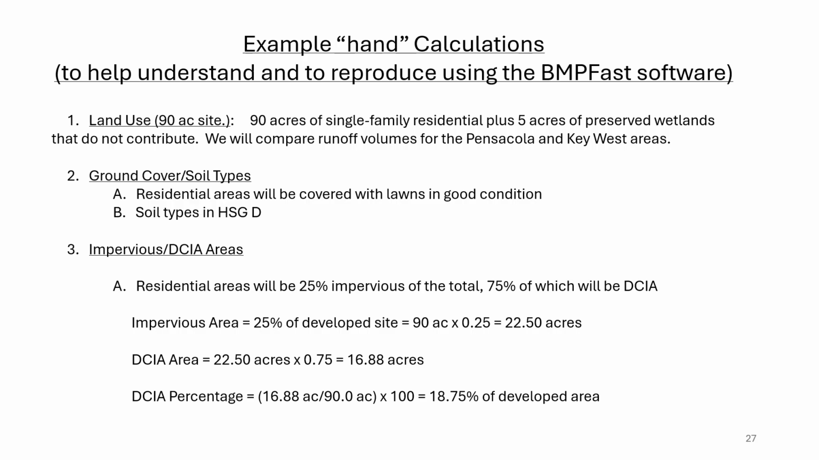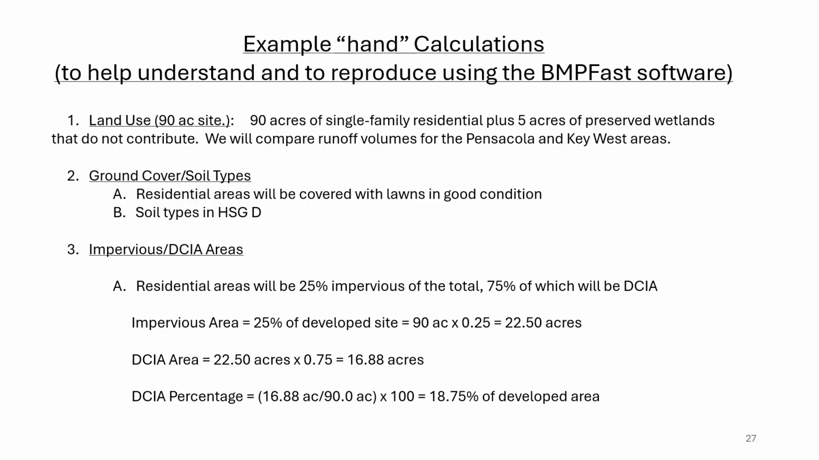For the residential areas, we're assuming 25% of the total developed site is impervious. So, for our 90-acre site, 25% of that gives us 22.50 acres of impervious surface. Of that impervious area, 75% is considered directly connected. This means 22.50 acres multiplied by 0.75 results in 16.88 acres of DCIA.